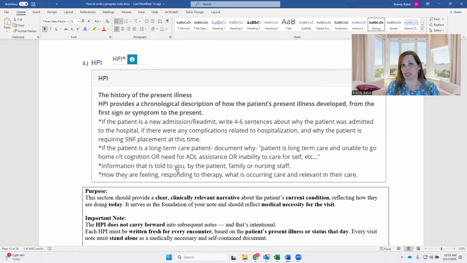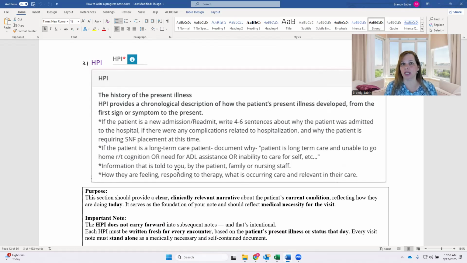Patient participates in activities. Patient, whatever you're talking about, this is where if you do not have a communicative patient, you write observations and statements from others. And if you do have a communicative patient, this is where you document what the patient is saying, how they're doing, how they're feeling, how they're eating, how their therapy is going. That's what needs to go in here.